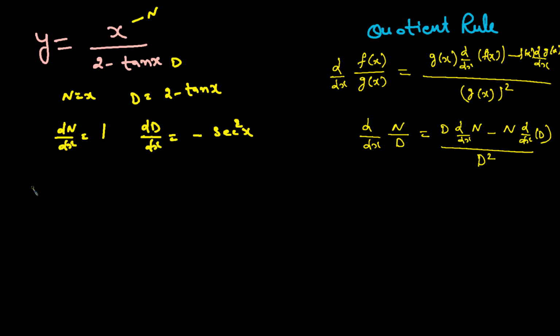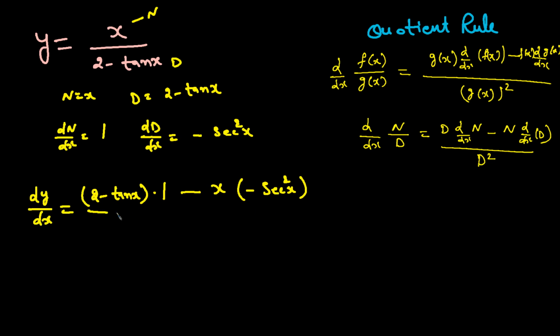Okay, let's plug in those numbers. That means dy over dx is equal to, remember, d, which is my 2 minus tangent x, the denominator, times the derivative of the numerator, which is 1, as we just found, minus the numerator, which is x, times the derivative of the denominator, which is negative secant square x, divided by the square of the denominator, which is (2 minus tangent x) squared.